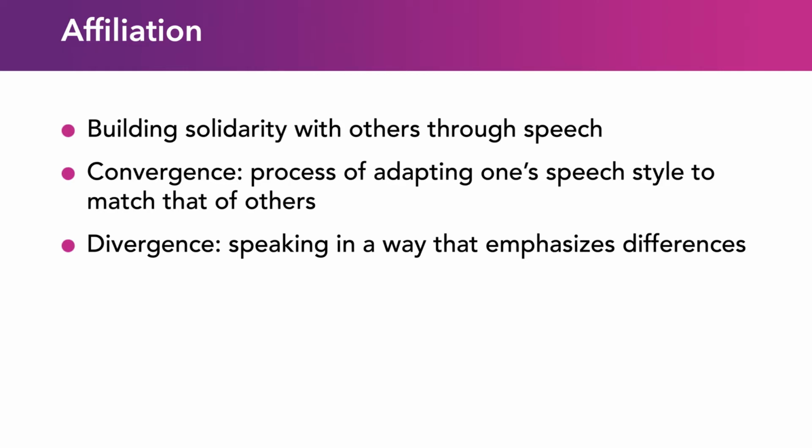So it is true that we can build solidarity with others through the way we speak. Sometimes we want to sound like other people, so we adapt our speech to match the speech of other people, and that is called convergence. If, on the other hand, you speak in a way that emphasizes that you're different, that's referred to as divergence. And the textbook says, okay, two ways to look at this. People whose speech converges are much more likely to form a relationship, and people in relationships are much more likely to converge their speech.